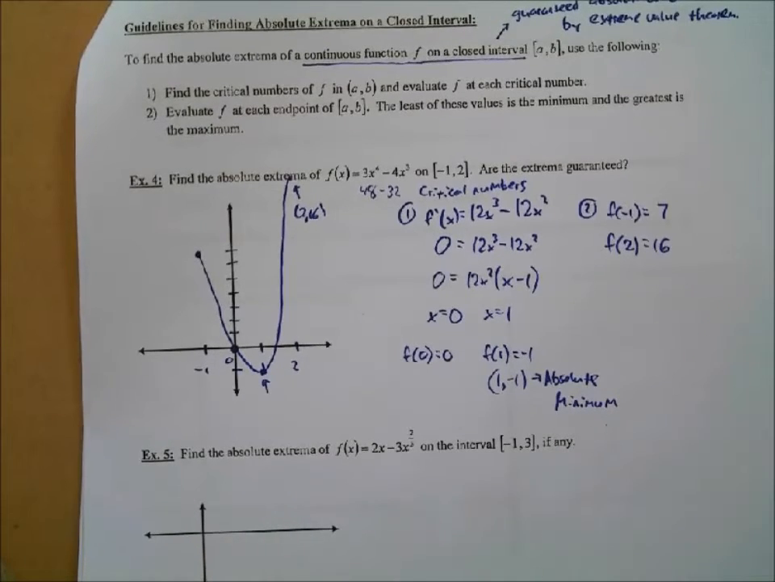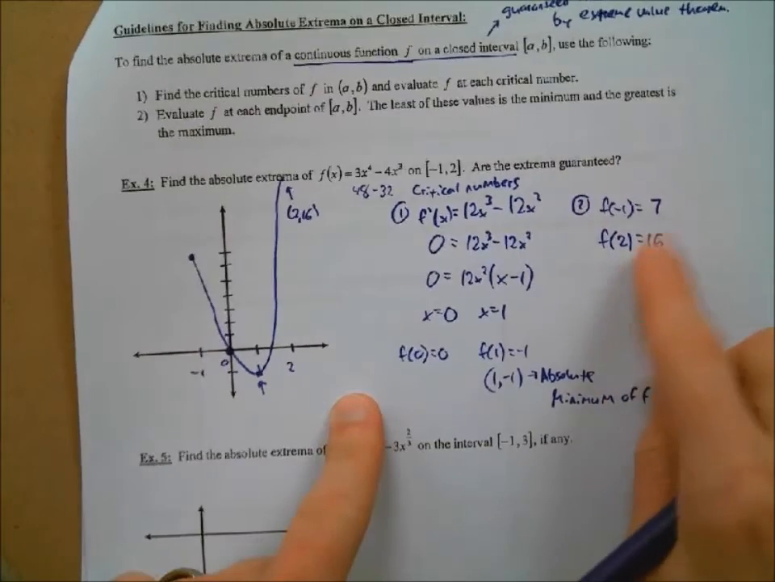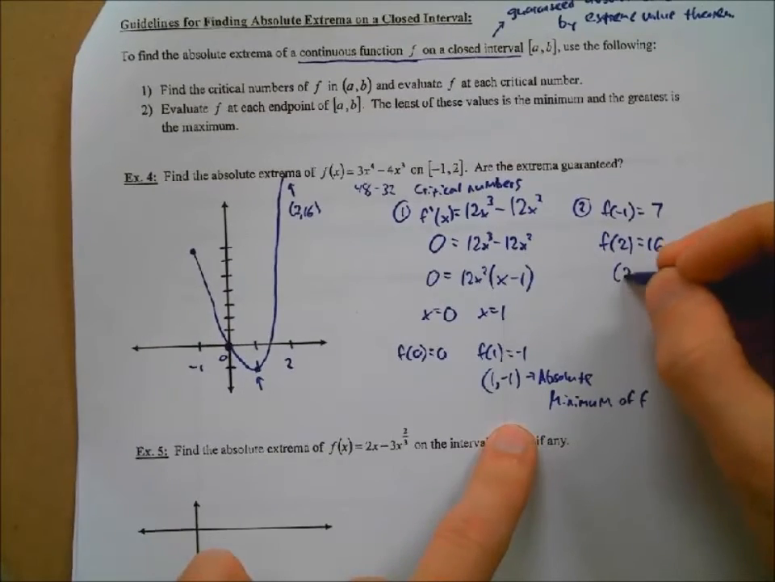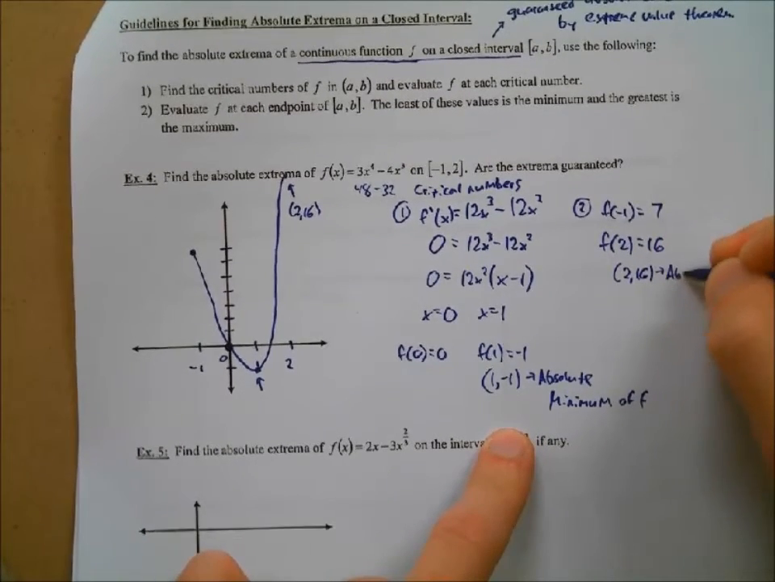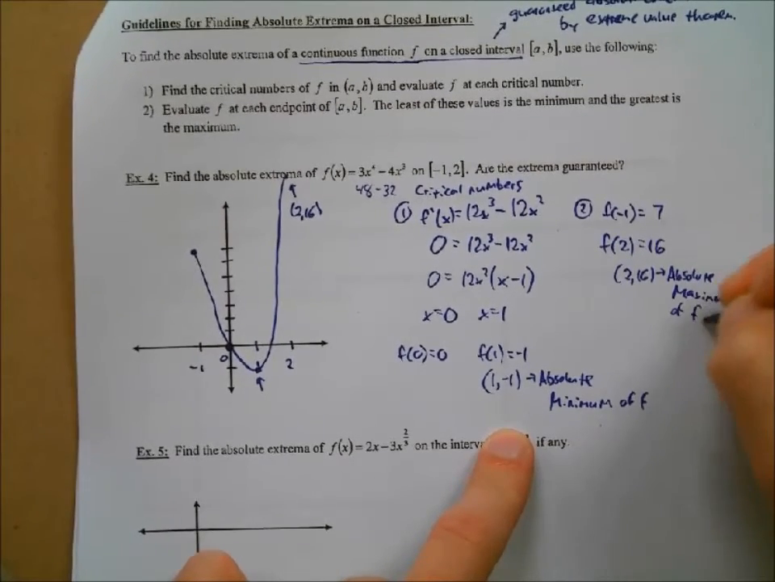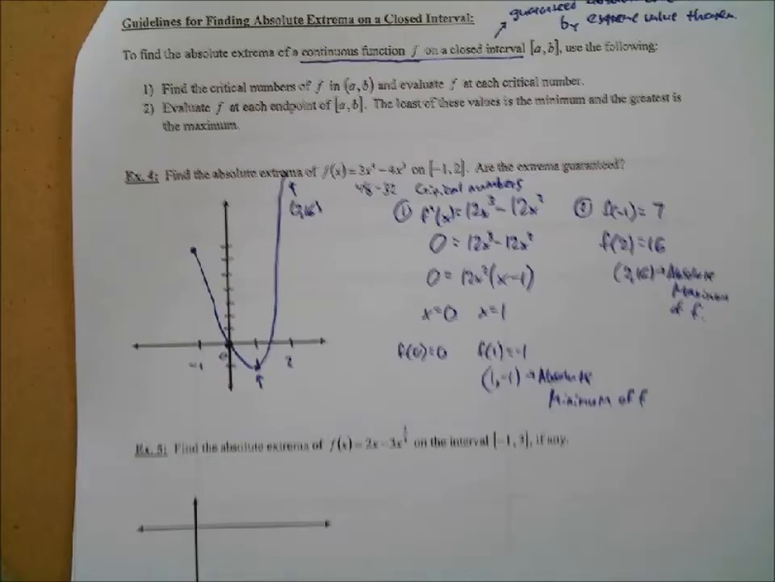Okay? So we get our pool of candidates, a pool of possible points where the maximum or minimum could occur. No other place could they occur except at the critical numbers or at the endpoints. And then we evaluate them in the function. It's got to be the absolute minimum of f when it's the lowest value. And then which point gives us the highest y value? 2, at 16, right? So 16 is the value at x equals 2, and so (2, 16) is the absolute maximum of f.